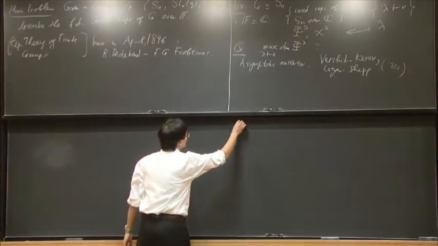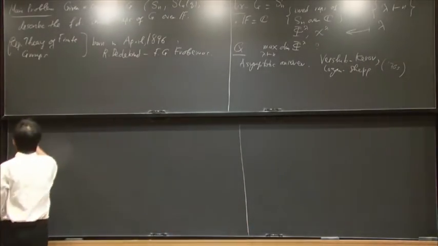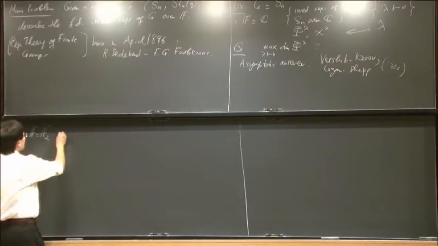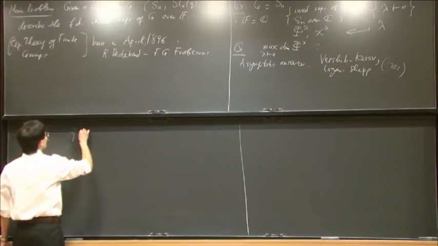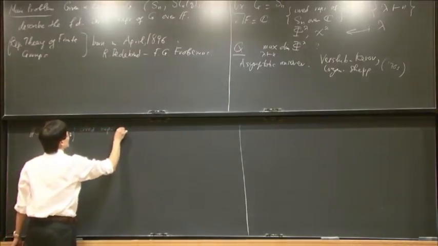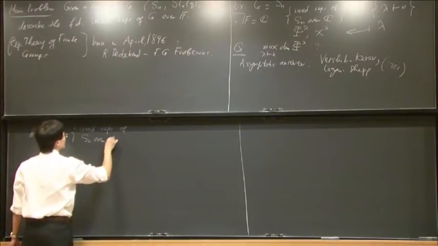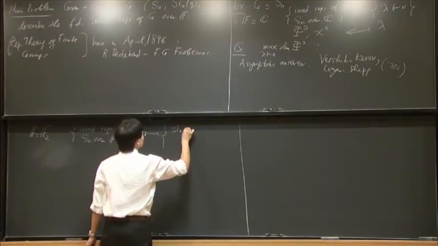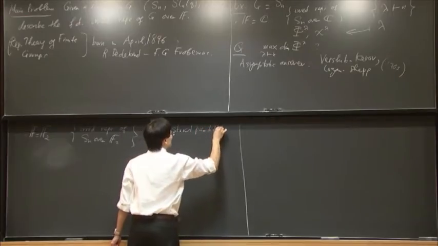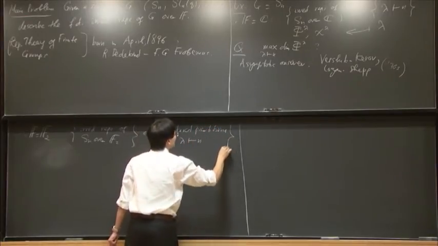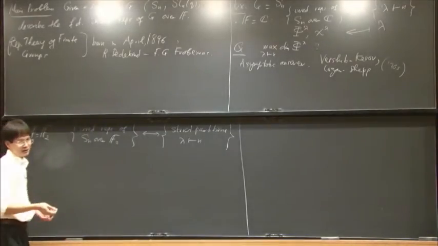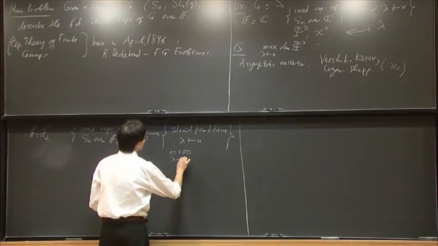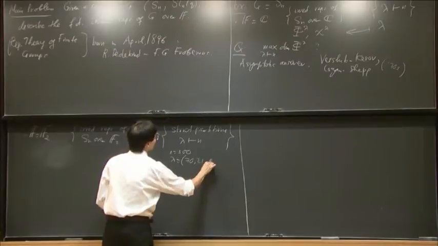So now, instead of the field of complex numbers, let me look at the smallest possible field, the field of two elements. Again, there is a bijection between the irreducible representations of Sn over the field of two elements and the set of so-called strict partitions of n. It means that you divide your n into distinct parts. Let's say your n is 100, and you take lambda to be something like 70, 21, and 9.